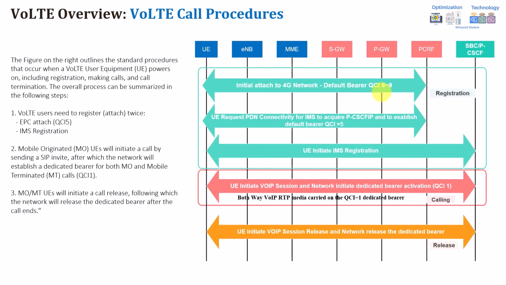Then after he gets the QCI 9 bearer, the user himself will start initiating a PDN connectivity request to the MME, asking to establish the IMS APN and so on, and to acquire, for example, the IP address of the IMS network, specifically the proxy CSCF, which is the first point of contact.